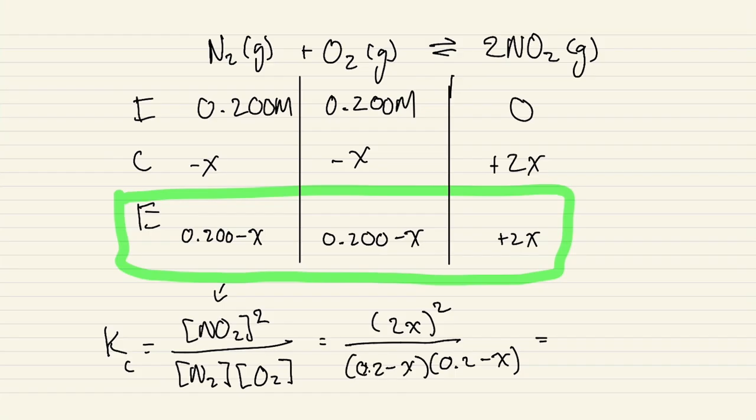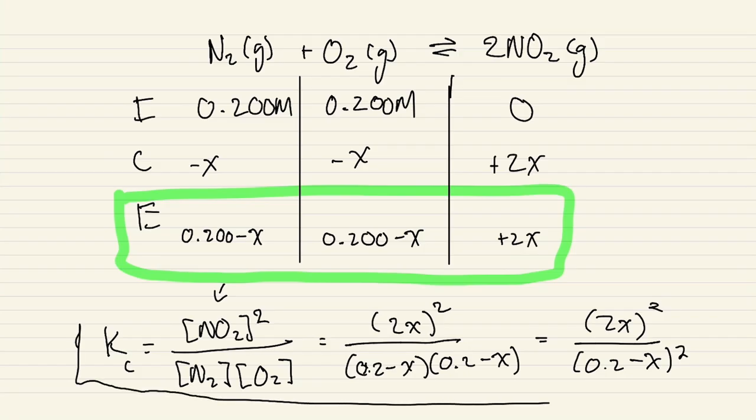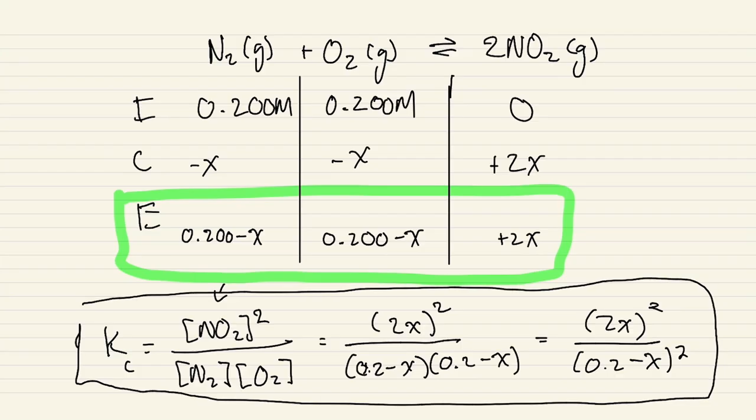And this just simplifies to 2x squared over 0.2 minus x squared. These are the same thing, so I just combined them into one. Now we have our expression in terms of our equilibrium concentrations. The only thing is we don't know what x is yet, so we have to solve for that to then be able to solve for the equilibrium concentrations, right?